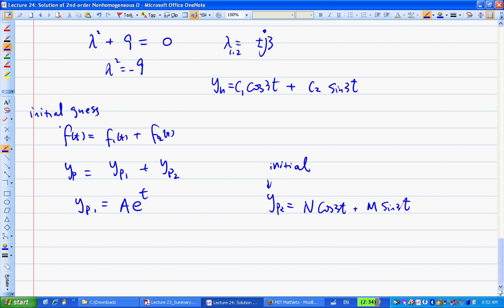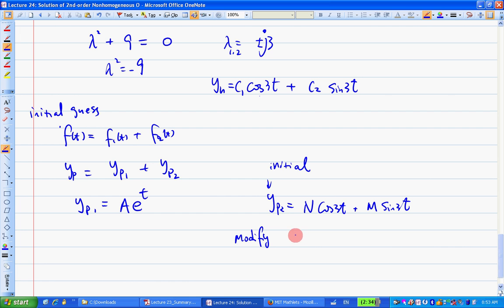After the initial step, you have to look at the modification rule here. So the question is, do we need to modify this yp2 or not? Yeah. Why is that? Because this yp2 duplicates which one? That's right. You see the yp here is exactly the same format as yh, right? So it duplicates. If you solve for n and m, it's going to be just part of this one here. So we need to modify it.